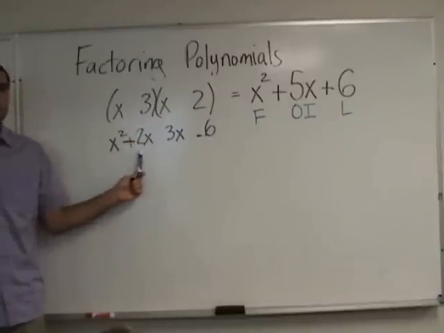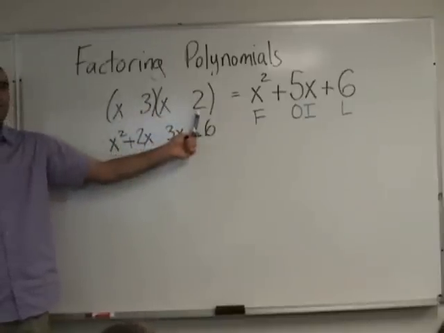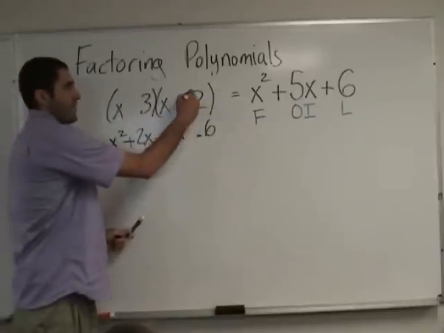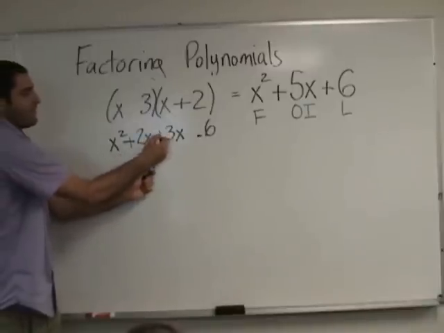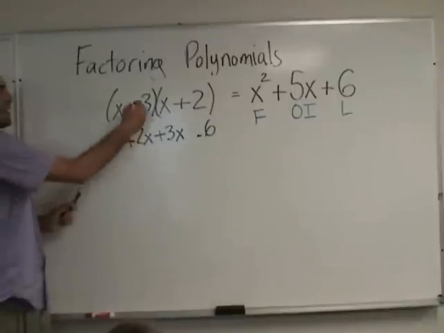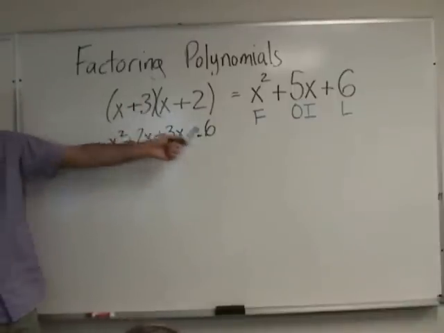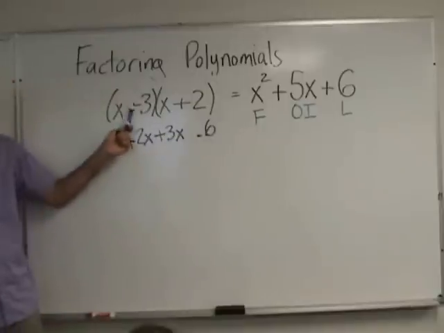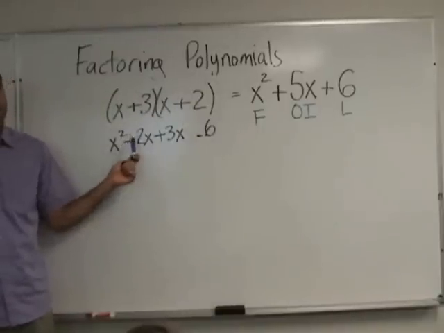If 2x is to be positive, wouldn't you agree that x needs to multiply by positive 2? So here is a plus sign. And if 3x needs to be positive, wouldn't you agree that positive 3 has to multiply with x? And then we confirm in the L of our FOIL, the last term, 3 times 2 is 6. These two combine to make 5x and we're done.